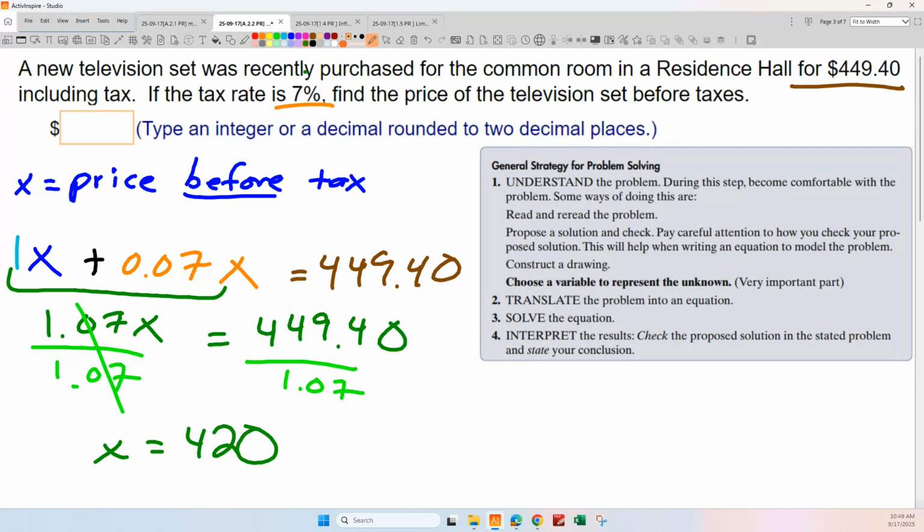We have to go back and see what that means in the context of the original problem. How do we interpret that? Well, that's what we were looking for, wasn't it? X. So the original sticker price before tax was $420. Okay. Always ask yourself, does that seem reasonable? Should the price before tax be a little bit less than the price after tax? Yeah, right? Makes sense. That seems reasonable, doesn't it? Okay. All right. Give me 1 to 5 on that.